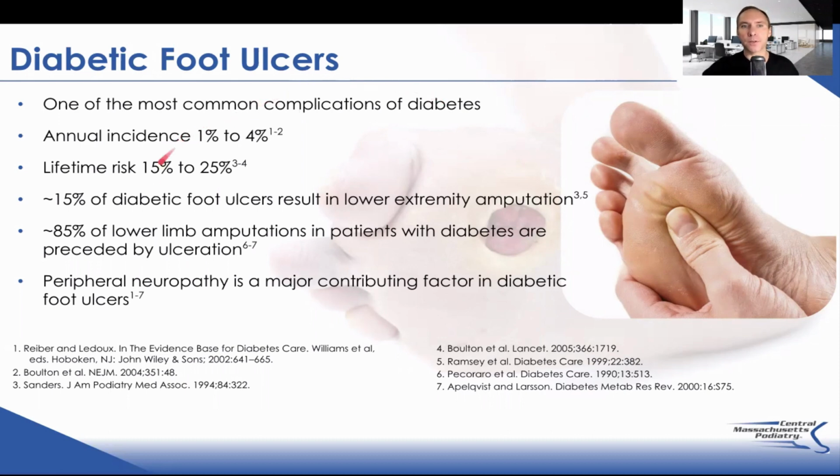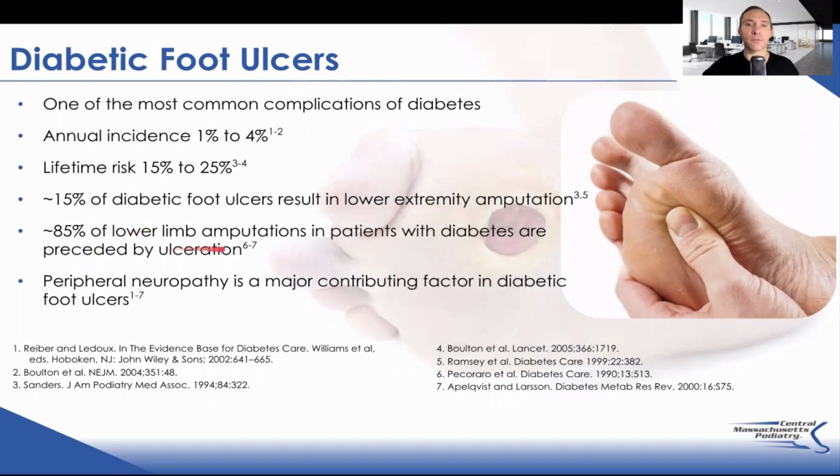The lifetime risk, though, is 15 to 25%. So about 1 in 4 of our patients are going to get ulcers, and we need to be aware of them and need to prevent them. The problem is that 15% of the ulcers result in a lower extremity amputation. And this is a big problem. Even if they're treated, they can lead to an amputation.